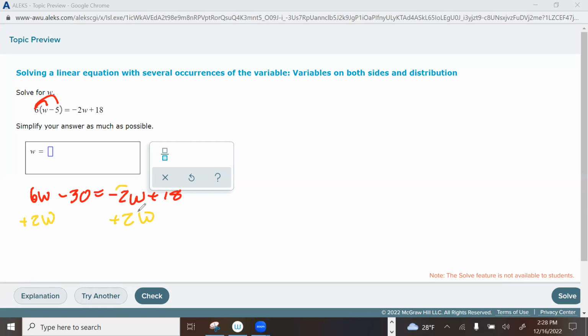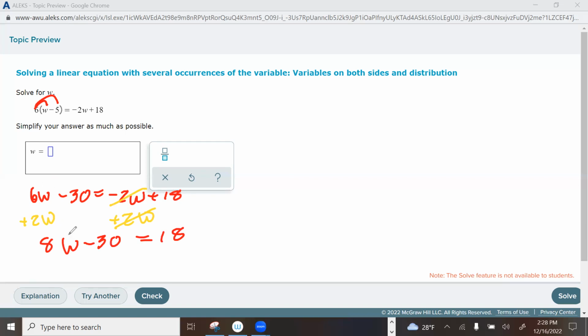And then minus 2w and plus 2w is going to be 0. And it doesn't matter which way I do it. Okay, a lot of people like to end up with a w on the left side, but it doesn't matter. So 6w, I'll just do it this way. 6w plus 2w is 8w. And then the minus 30 and the 18, we haven't done anything with them yet. But now we're going to.